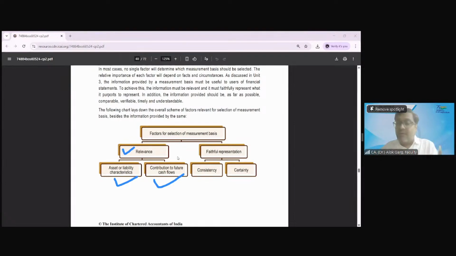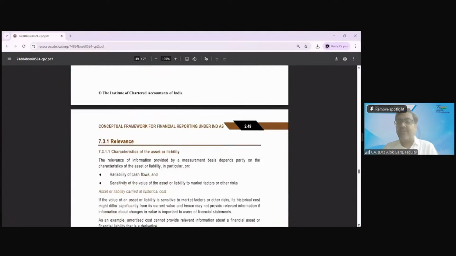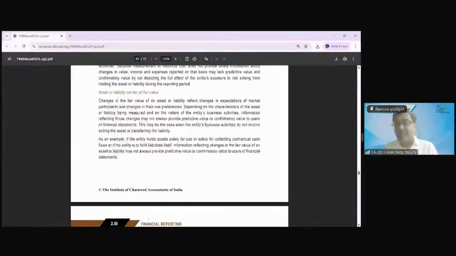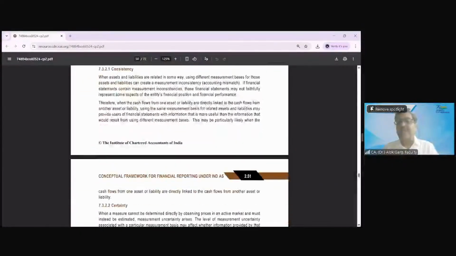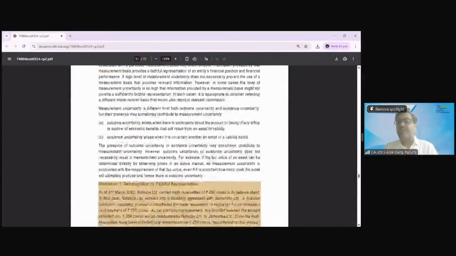Okay. Faithful representation, of course, consistency. It's not like that, first year cost model, second year fair value model, third year value in use model, fourth year replacement cost model. No. So there should be consistency and certainty. Okay. Right. So this is what is given in the framework. To cut a long story short, for recognition, derecognition, for measurement, again, you have to see two aspects. That has to be relevant and that has to be faithful representation.